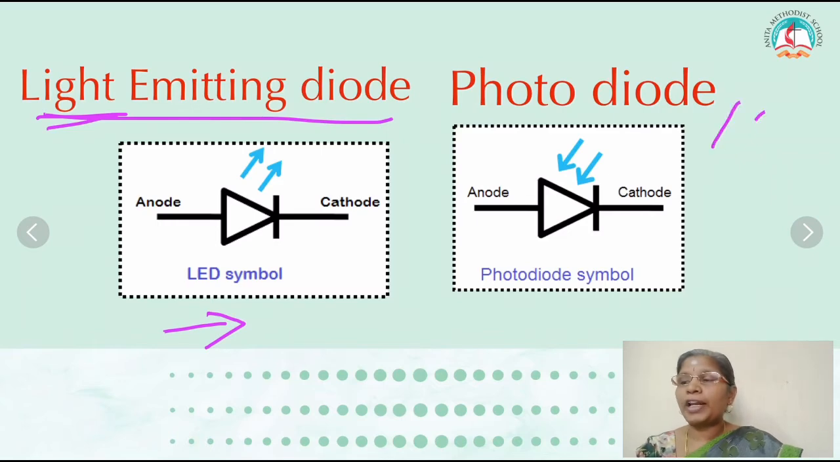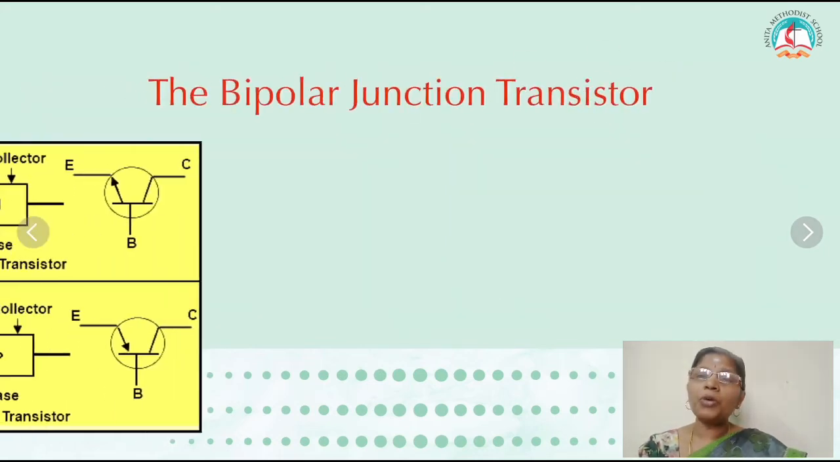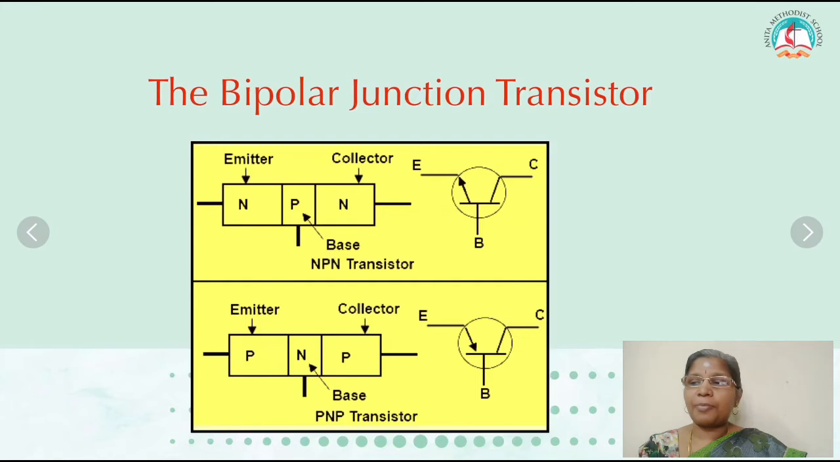The next one is photodiode. You see the difference on both sides. The arrow mark is now pointing towards the diode. So the light energy is converted into electrical energy, that is called what? Photodiode. Now, the next heading is transistor, bipolar junction transistor.